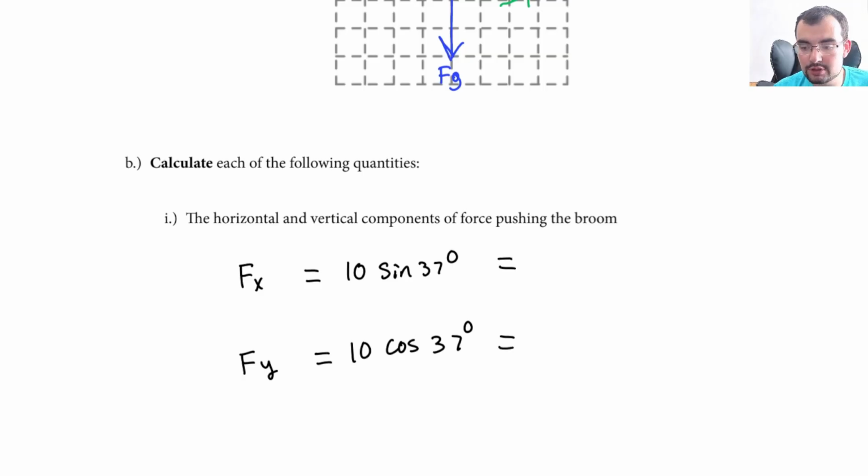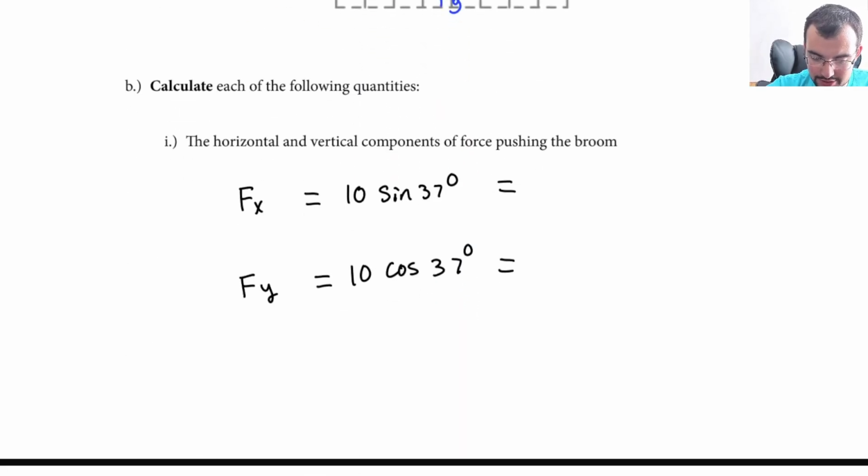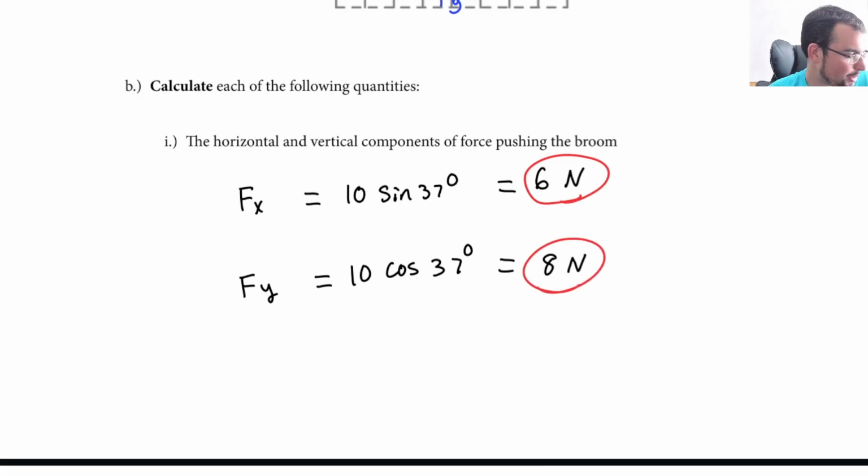It's a 3, 4, 5 triangle, and the y component is bigger this time because the cos 37 is with the y component. This should be 8 newtons, and this should be 6 newtons. You're never expected to do this in your head, by the way. I get a lot of joy out of making my numbers work out like that.